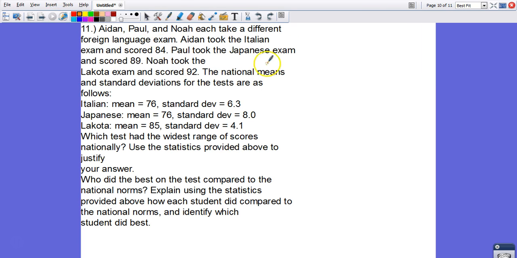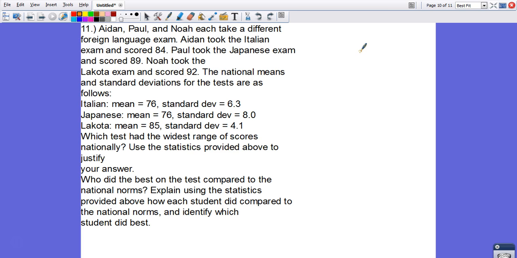And last but not least, Aiden, Paul, and Noah each take a different foreign language exam. Aiden took the Italian exam and scored an 84. Paul took the Japanese exam and scored an 89. Noah took the Lakota exam and scored 92. The national means and standard deviations for the test are as follows.